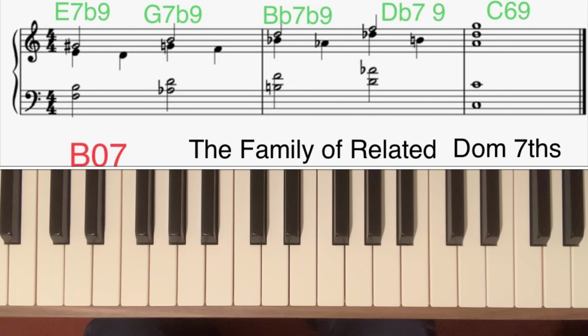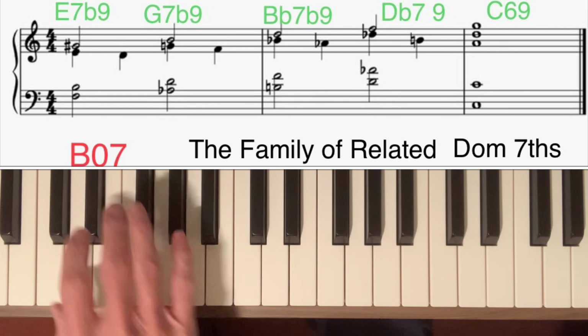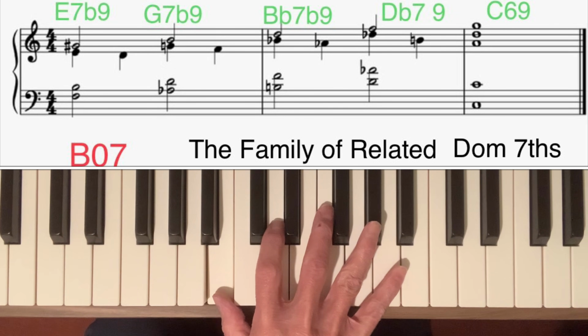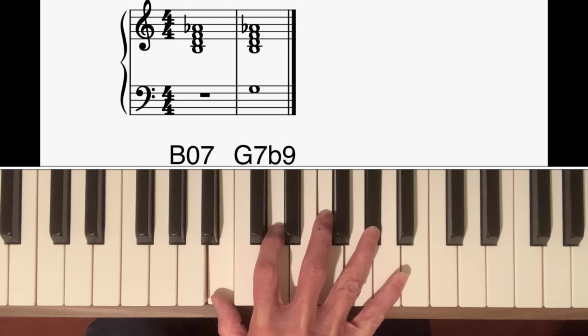In this lesson, I'm going to talk about what Barry Harris called the family of related dominant sevenths. In previous videos, I've explained how a diminished seventh chord on the leading note, that's the seventh note of a scale, so for instance, in the key of C major, 1, 2, 3, 4, 5, 6, 7, if we make a diminished seventh chord on that note, it can function as a dominant seventh.